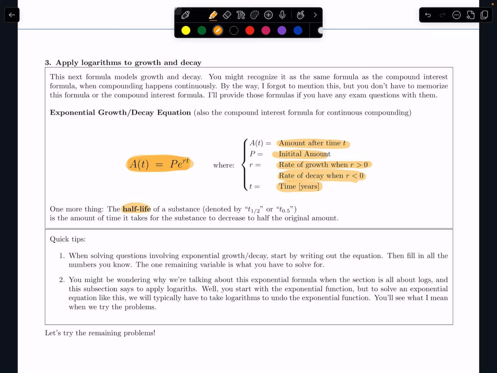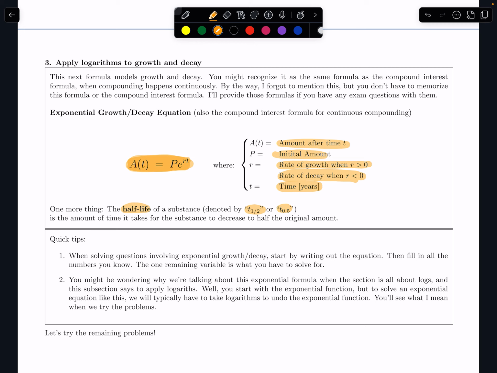And one more thing, half-life of a substance, sometimes denoted by t sub 1/2 or t sub 0.5. That's the amount of time it takes for the substance to decrease to half the original amount. This happens a lot with radioactive material, or you might have heard of carbon dating, that kind of thing.